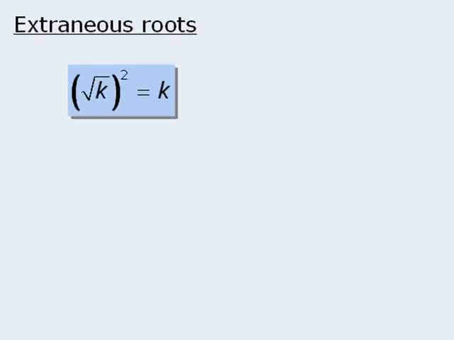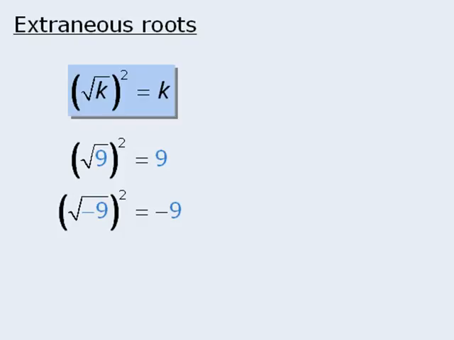Now, extraneous roots can also arise from a slight problem with the property we looked at earlier. Can you see what the problem is here? The problem is that this property does not work for negative values of k. Sure, it works for positive values, such as 9, but it doesn't work for negative values, such as negative 9.